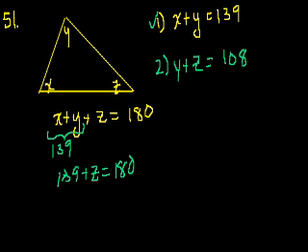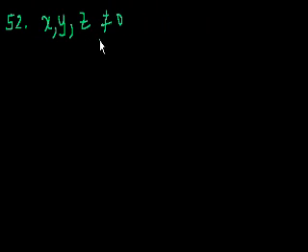Next problem. Let me turn the page. 52. If x, y, and z are non-zero, so x, y, or z do not equal 0. And they could have written x times y times z does not equal 0, because that's the same thing. Because if any of them were 0, it would have been equal 0. So I could have written x, y, z does not equal 0.